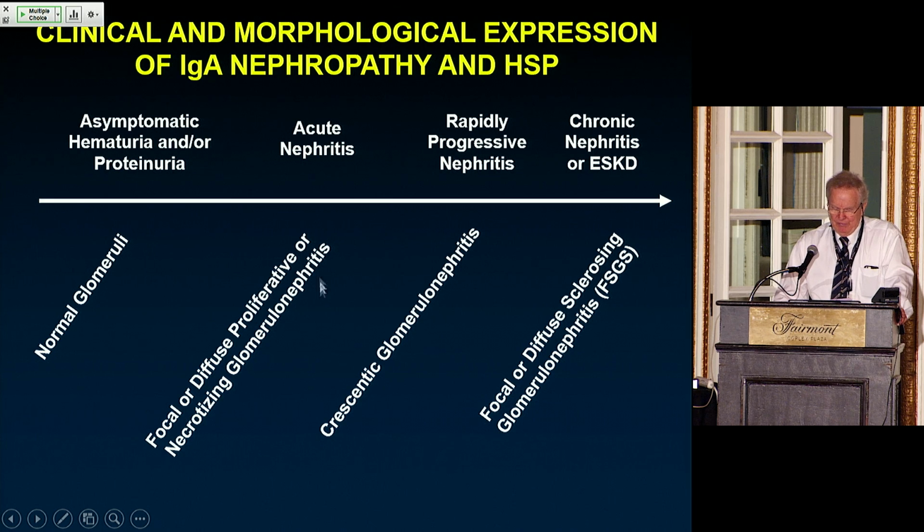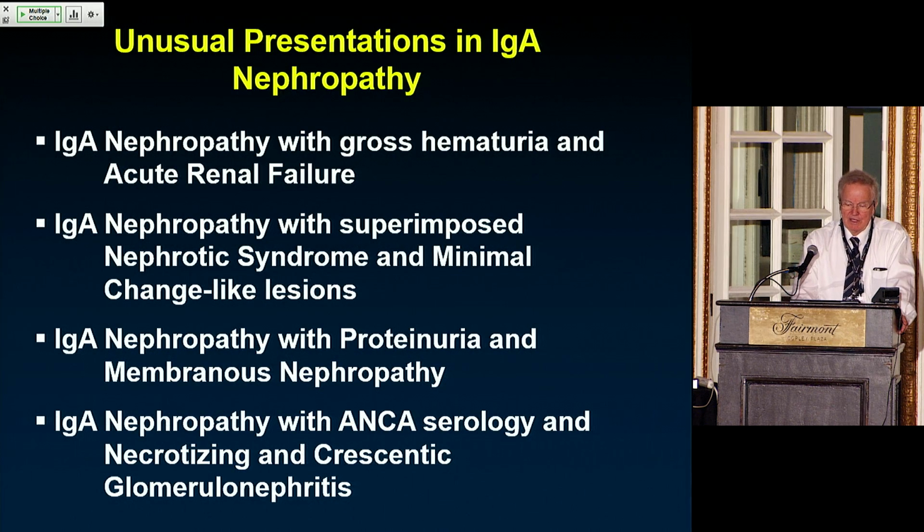When there is a focal proliferative or necrotizing lesion, usually the patient has some form of acute nephritis. When the patient has a rapidly progressive course, usually you're going to find crescents. And very often the patient comes to you when the patient has advanced chronic kidney disease, in which case you're going to find a mixture of variable patterns of injury depending on the activity of the disease.